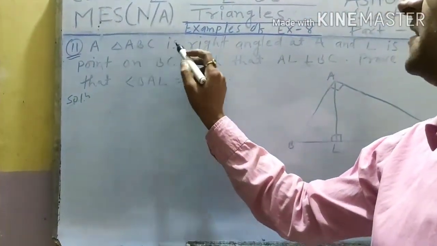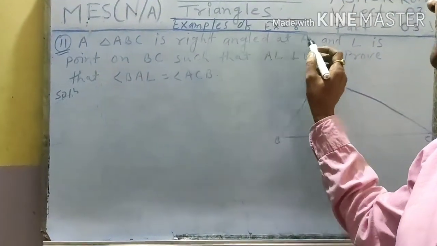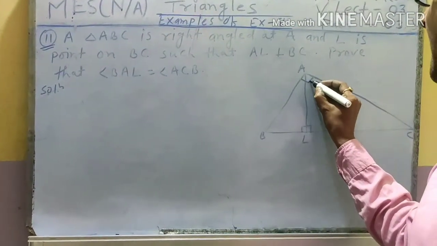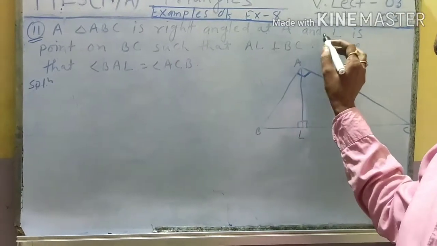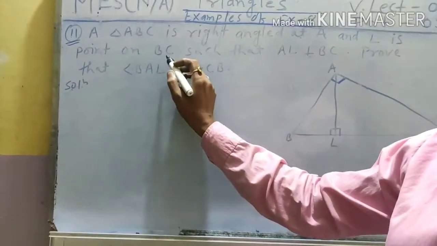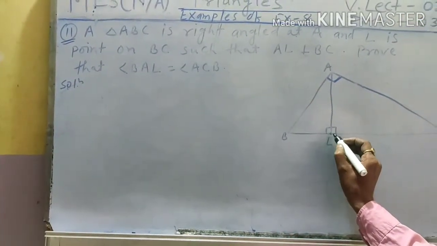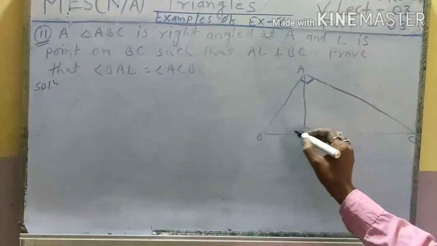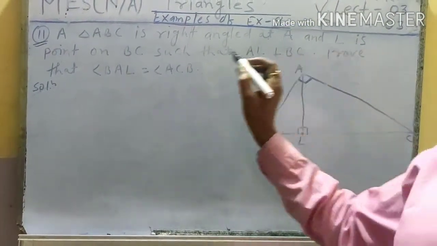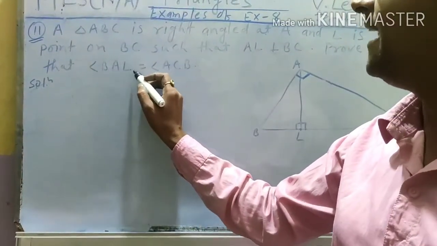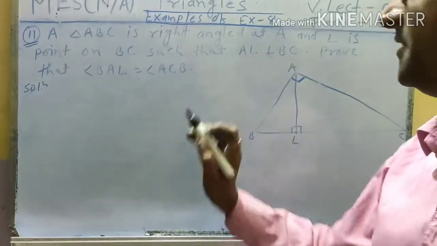A triangle ABC is right angled at A. Here is the right angle, that means here it makes 90 degrees. And L is the point on BC such that AL is perpendicular to BC. Prove that angle BAL is equal to angle ACB.